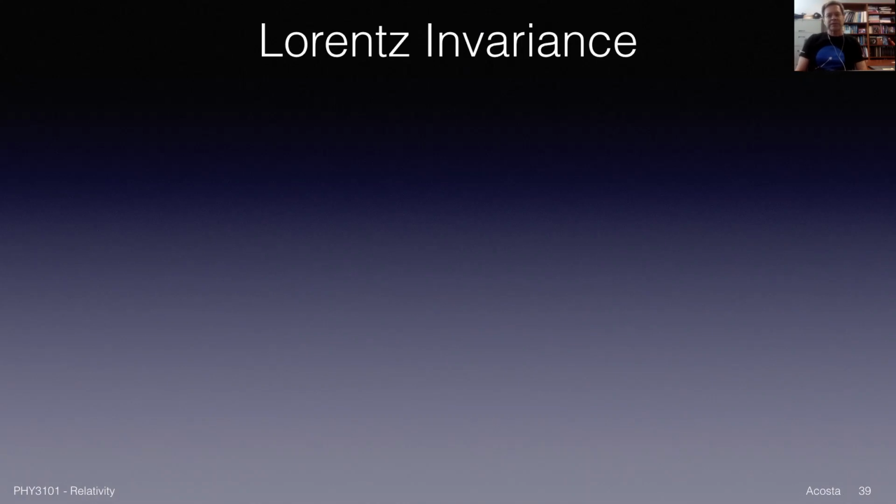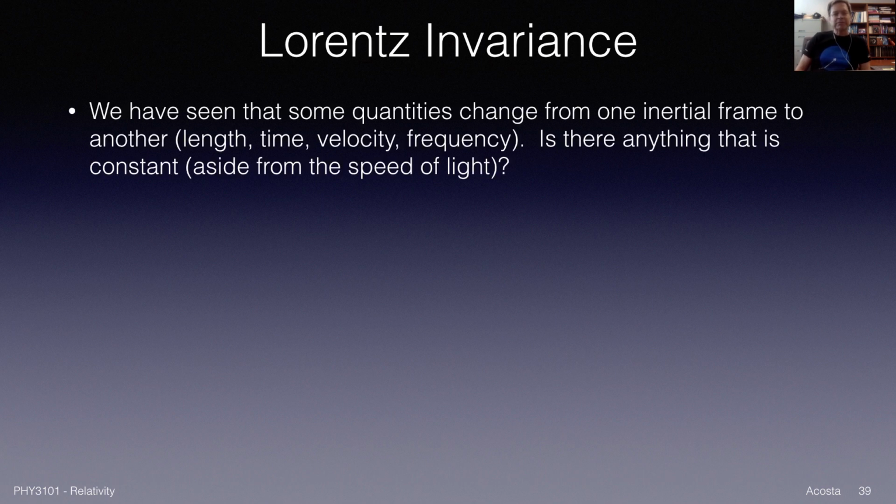All right, in this lecture we are going to discuss the concept of Lorentz invariance. Now, we have seen in the past lectures on relativity that quantities change from one inertial frame to another. For example, the length, the time, right? There's length contraction, time dilation, velocities added in interesting ways, the frequency changes in the Doppler effect. So you might think that there's nothing that's invariant going from one reference frame to the next.